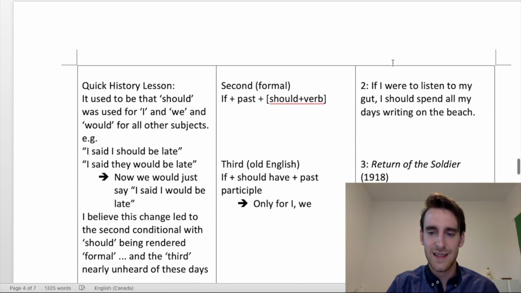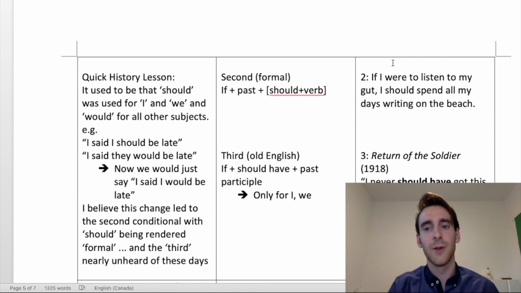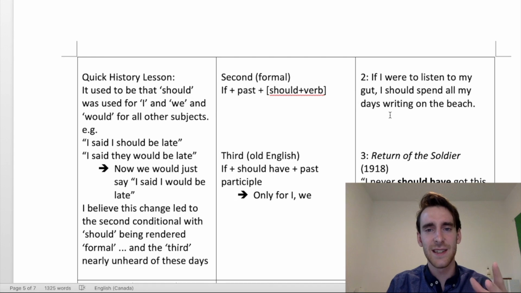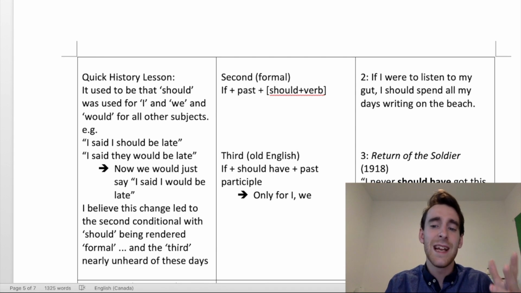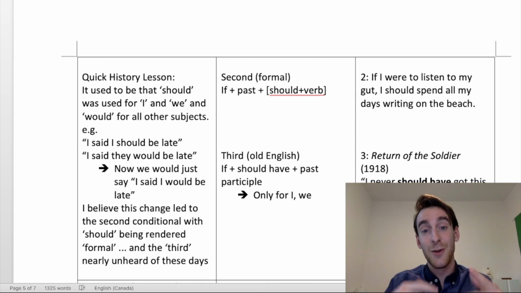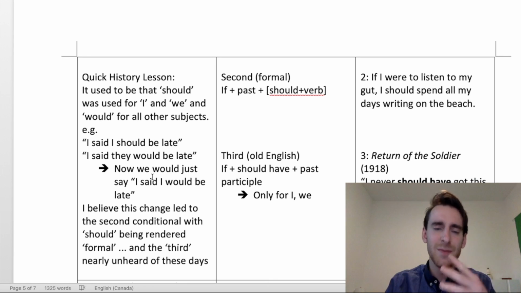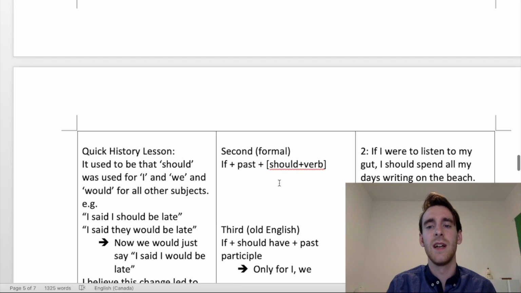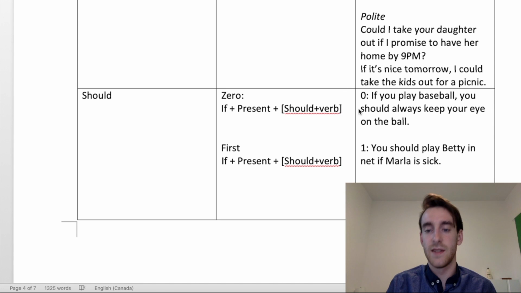Now, a quick history lesson. I won't go into it because it's pointless for you guys to learn this, but should is still used sometimes in a formal setting in the second conditional, and it used to even be used in the third conditional in Old English. You can see this quote from 1918, because we used to use should for I and we. Anyway, it's not important, so ignore this, just focus on should in the zero and the first.